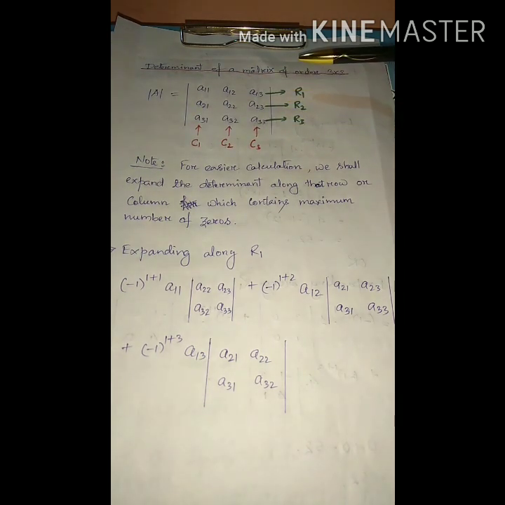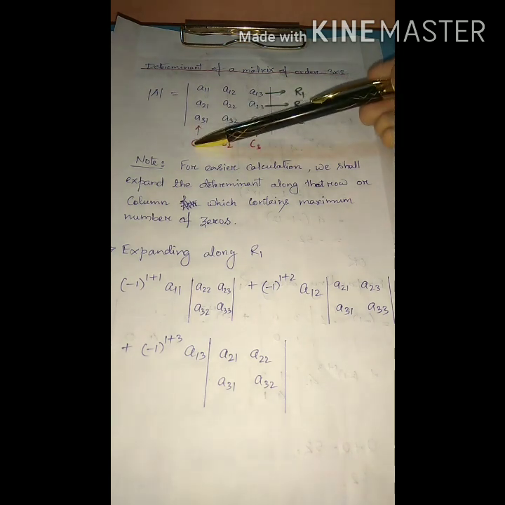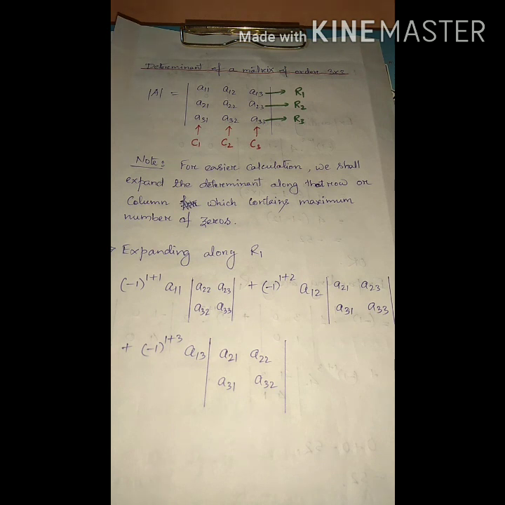So now here, in case of matrix we already represent, the same thing we can represent here also. So R1 means the first row, R2 means the second row, R3 means the third row. Similarly, C1, C2, C3: first column, second column, third column. Is it clear? So now how can we find out the determinant?